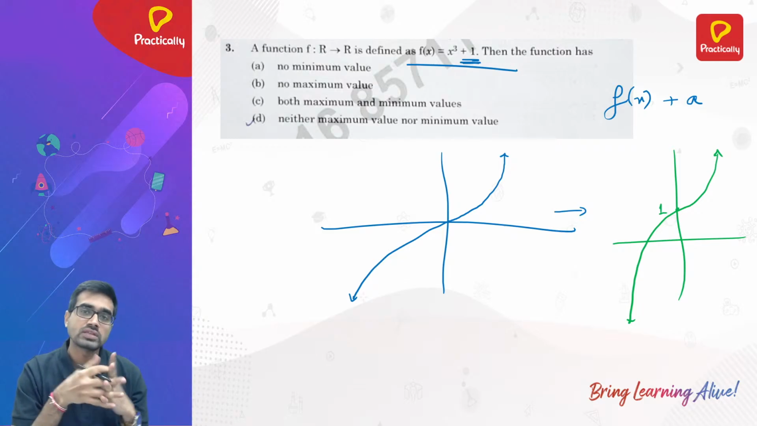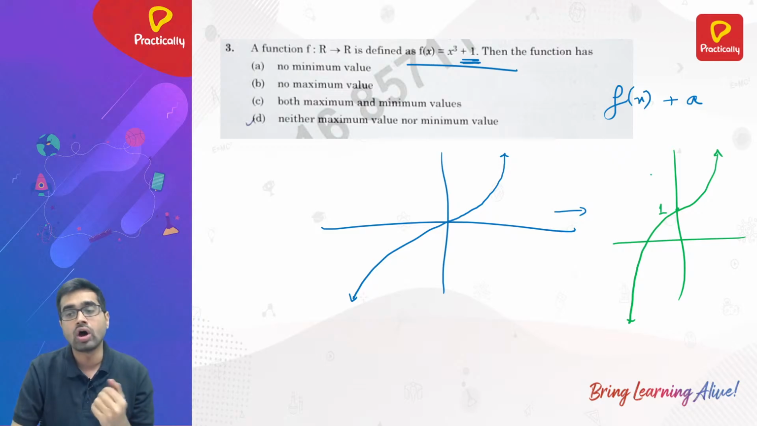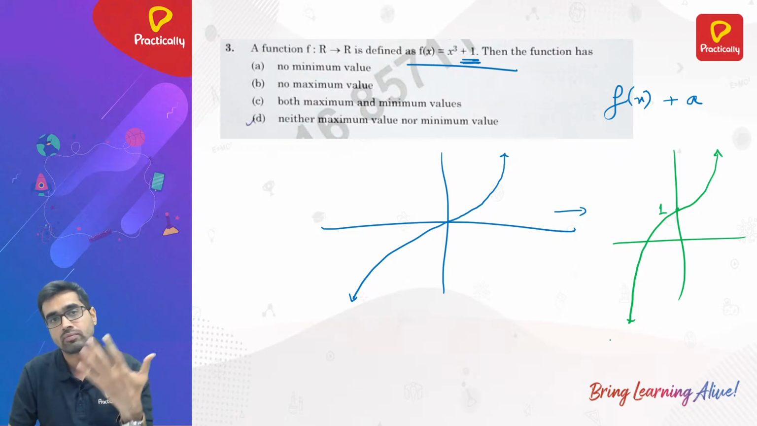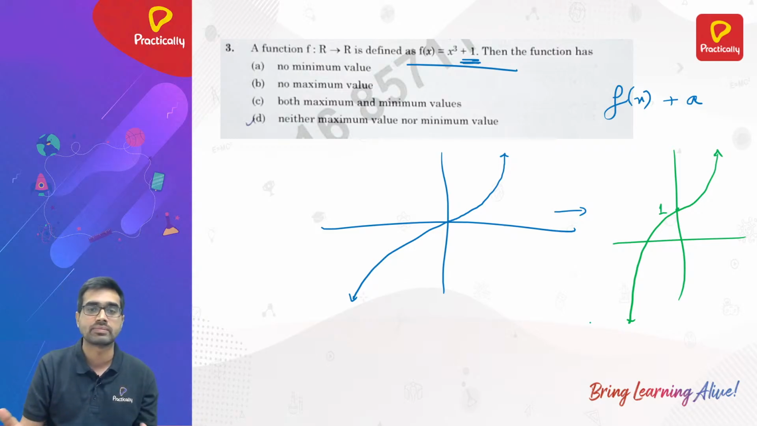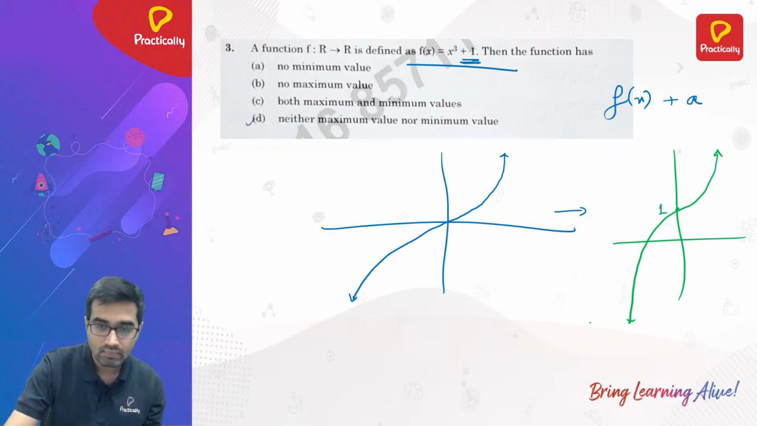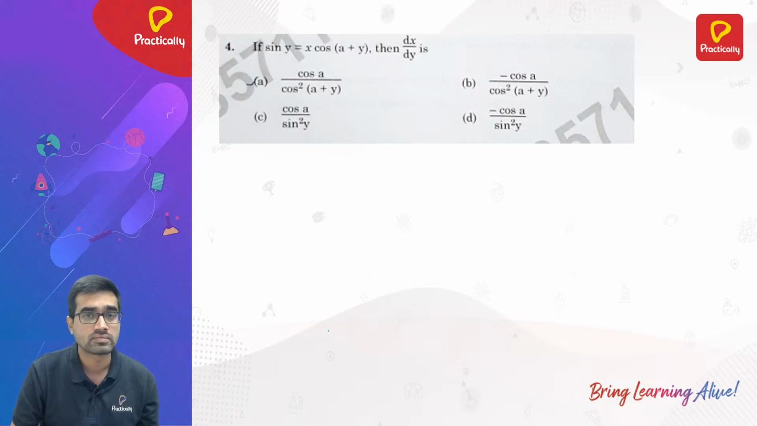So therefore there is no maxima or minima for this graph. This graph has no minimum because it's going towards minus infinity and plus infinity. Then we say neither maximum nor minimum. Okay. Let's solve the next one.